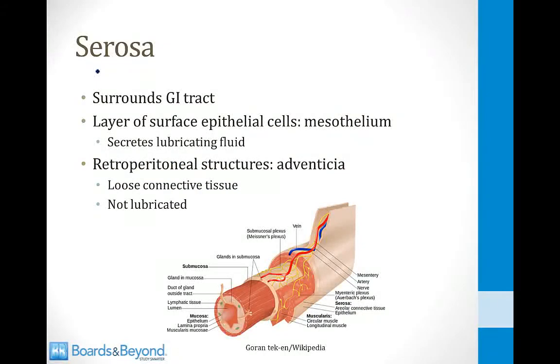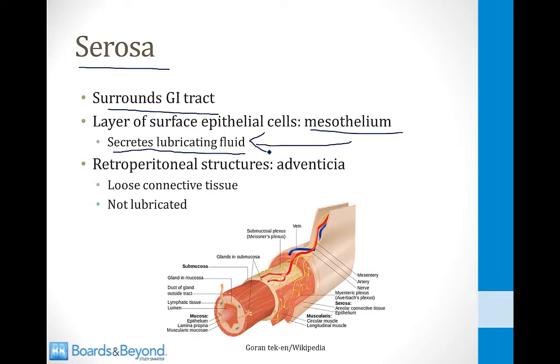Finally, the outermost layer of the different portions of the GI tract is called the serosa. This surrounds every layer of the GI tract, and it is a layer of surface epithelial cells called a mesothelium, and it secretes lubricating fluid. And when you get to go into the operating room as a medical student, hopefully you will get to handle the stomach or the intestines, and you will see that they are slippery. And the reason they are slippery is because the mesothelium of the serosa is secreting lubricating fluid.